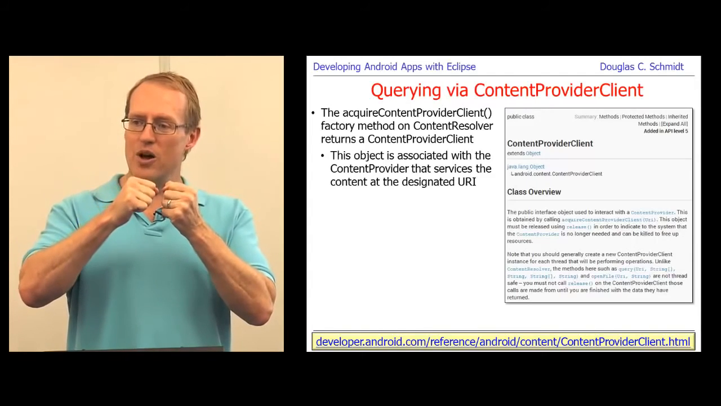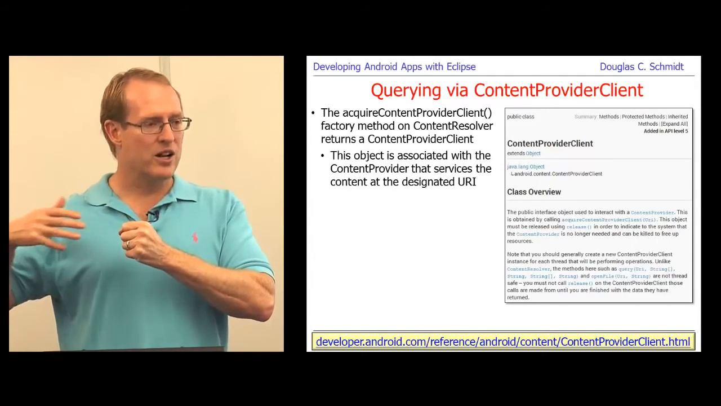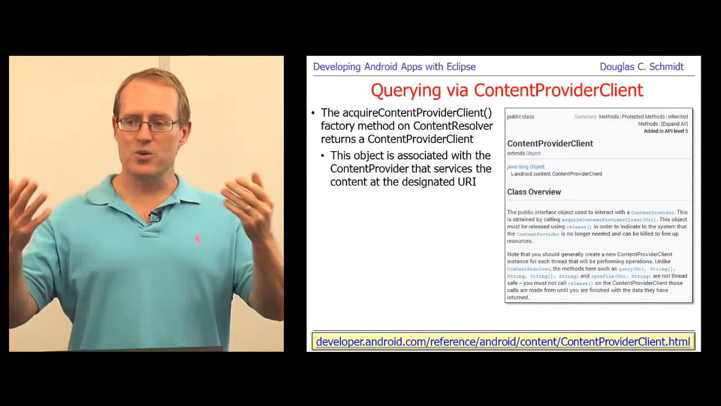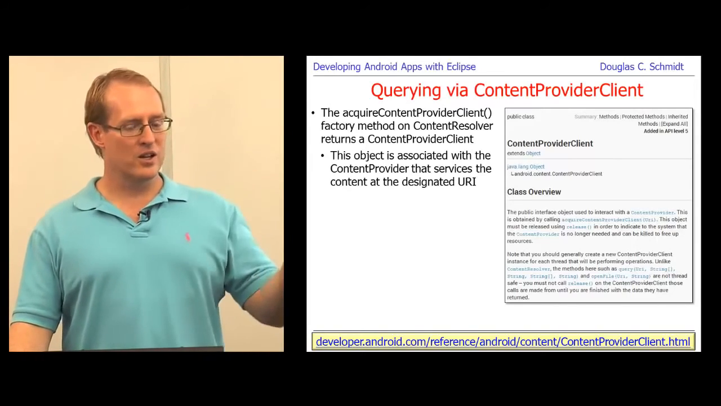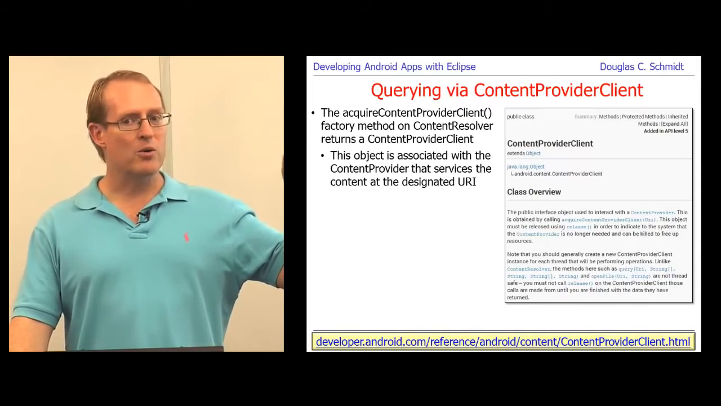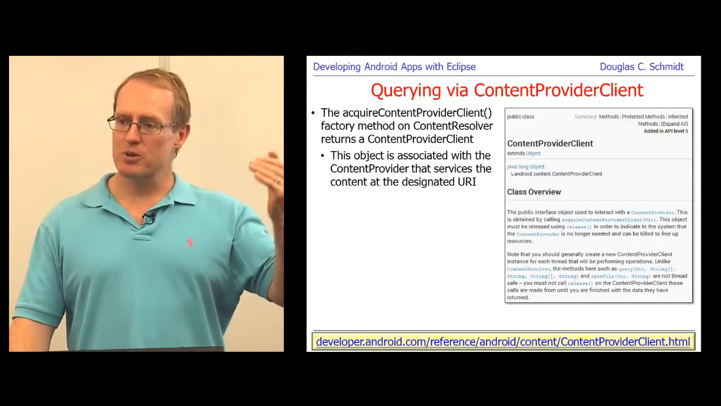And every time you call this thing, rather than having to go through that lookup process from scratch, it just goes ahead and goes to the same place each time. And the way that you get access to this thing is you go to the content resolver and you give it a URI and you say, hey, please acquire the content provider client for this particular URI.